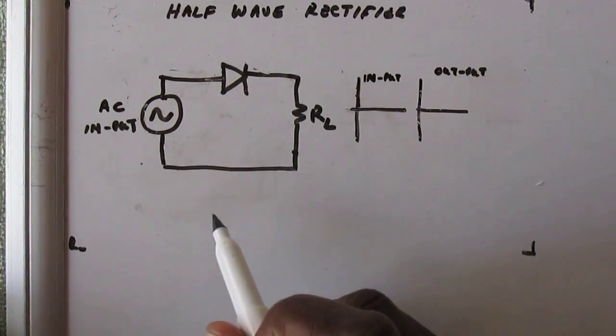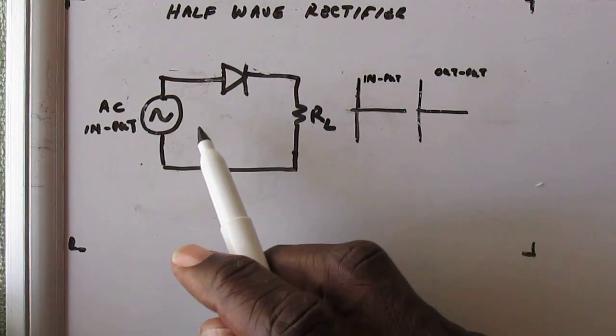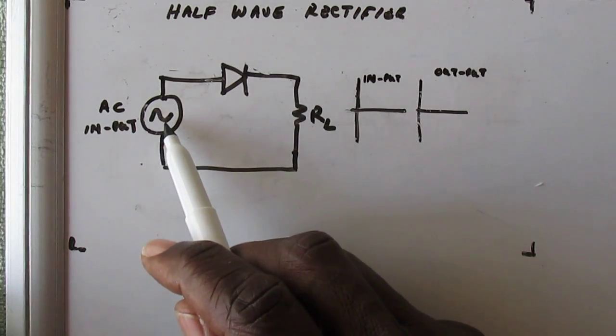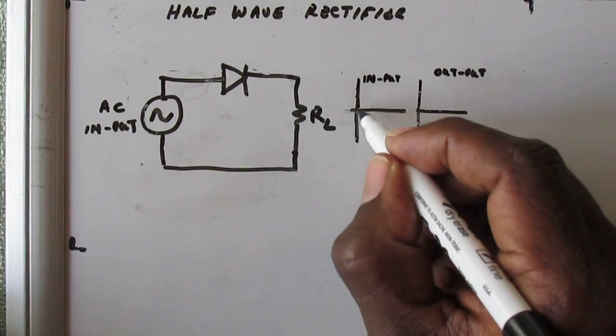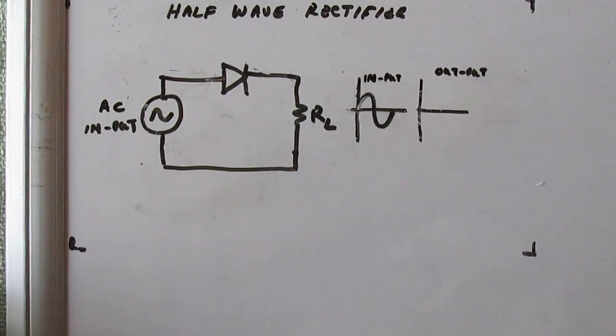In this lesson, I will explain the operation of a half-wave rectifier. Consider a half-wave rectifier with an AC input, a sinusoidal input. I will draw the input waveform on this side. So that's the first half cycle, and this is the second half cycle.